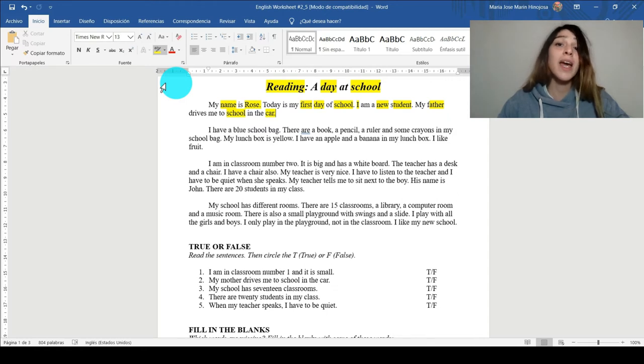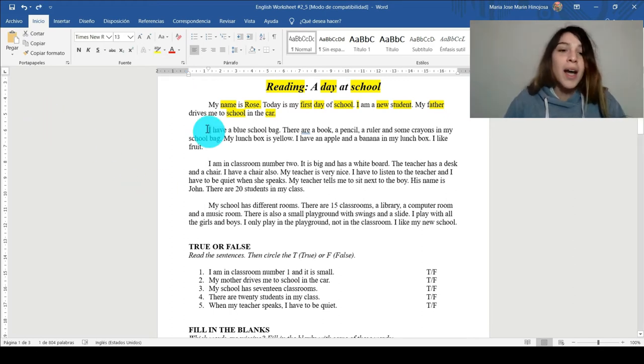Student, estudiante, father, padre, school, escuela, car, auto. These are the words I know. If I read the whole meaning in Spanish, it says, nombre Rosa, primer día de colegio, nueva estudiante, papá, auto, escuela. ¿Qué puedo inferir de ese pequeño párrafo? Que el texto o el párrafo se trata de una niña llamada Rosa, el cual es su primer día de colegio, es estudiante nueva y su papá la lleva al colegio en auto.